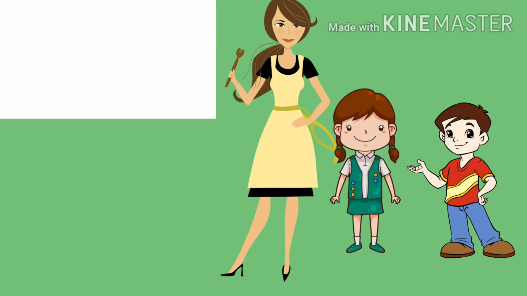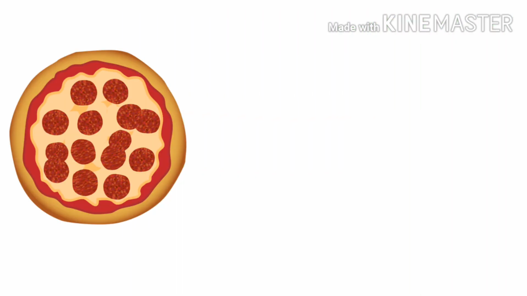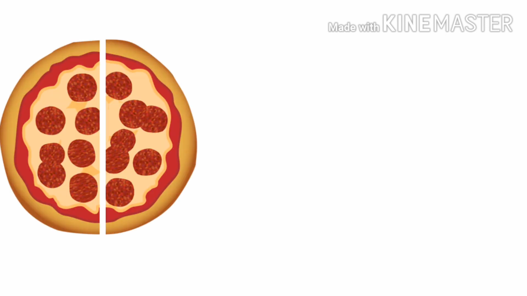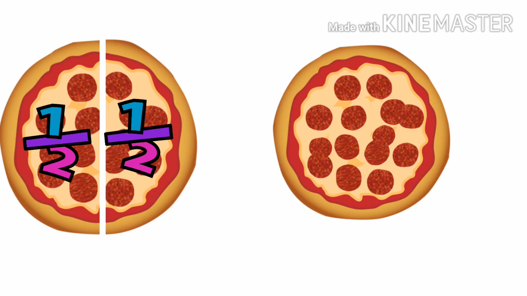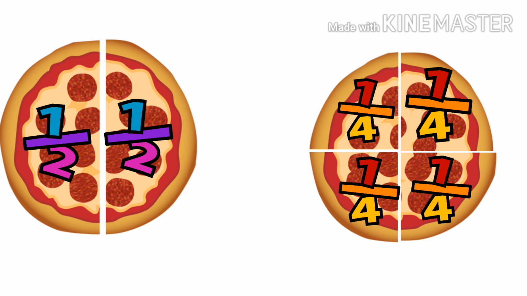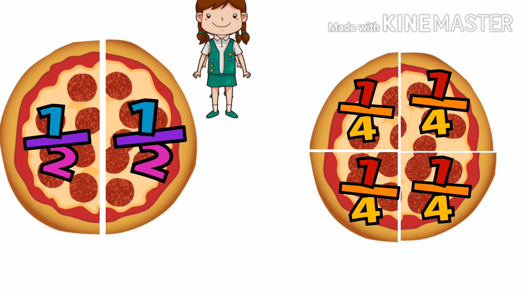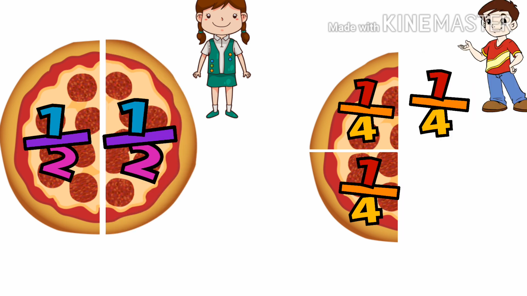Suppose a mother had two children. She bought some pizzas for them. She decided to distribute pizza to them somewhat differently. She took the first pizza and divided it into two equal parts. Each part is 1 out of 2, that is 1 by 2. And the second pizza in 4 equal parts. Each part is 1 out of 4, that is 1 by 4. She gave one part of the first pizza to the girl and two parts of the second pizza to the boy.